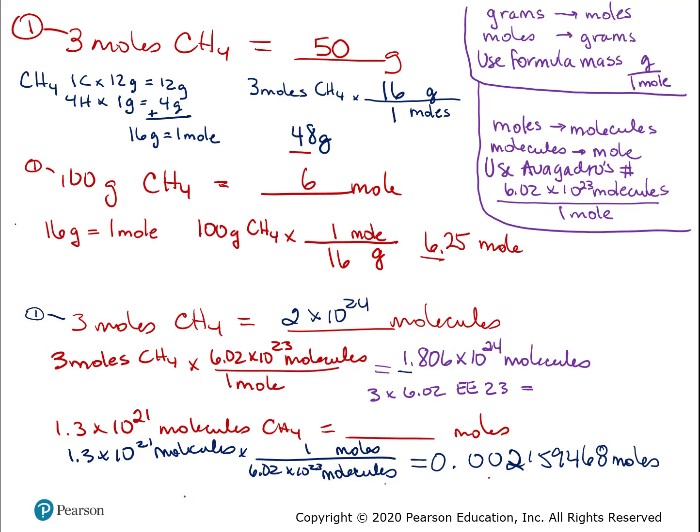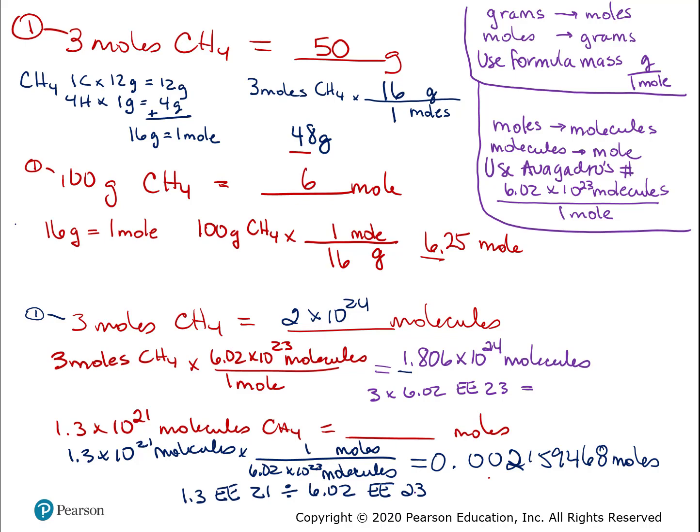Okay, so I put in 1.3 EE 21. Then I did divided by 6.02 EE 23. What did you not do? Oh, yeah, that'll add a problem. Okay, so see, did you get that? Make sure you can put it in your calculator.